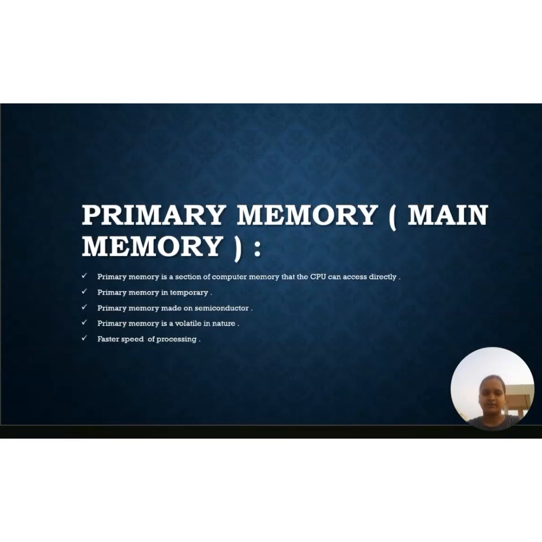What is primary memory? The primary memory is considered the main memory. It is the section of the computer memory that the CPU can directly access. Primary memory is considered temporary memory. It is made of semiconductors and is volatile in nature. Primary memory has a faster processing speed.